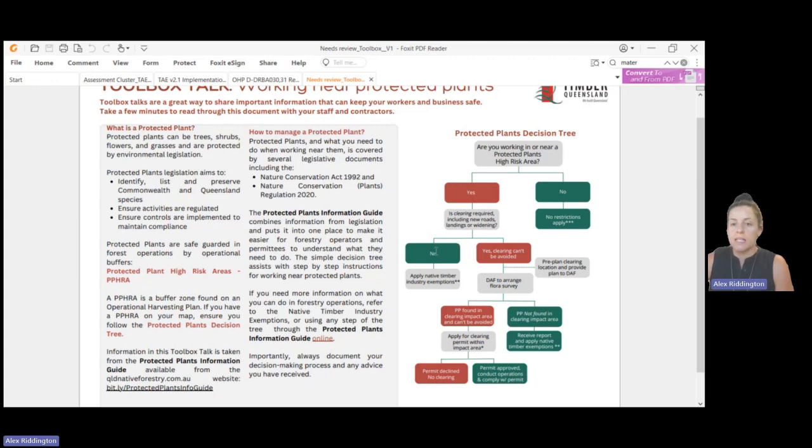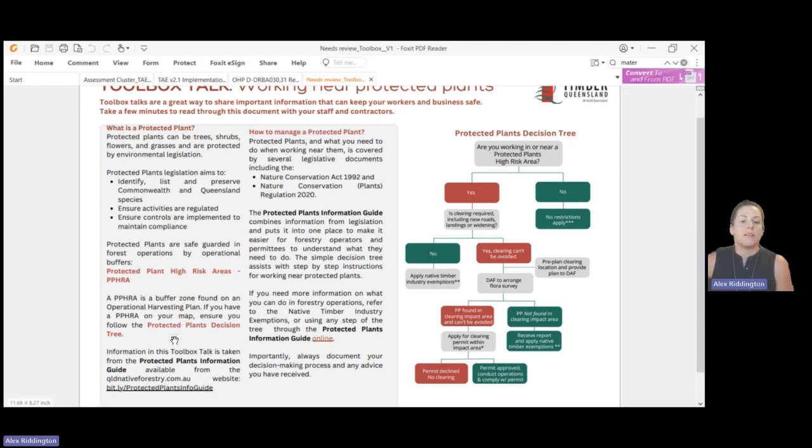From there, what you can do is continue to apply the next step. So if there is no clearing required and you can use the existing footprints, then it would be no, and you would refer to the native timber industry exemptions and continue working. If clearing is required and cannot be avoided, then there's a range of steps that are then to follow, and you would need to seek input from DAF. So please refer to this decision tree to assist you.